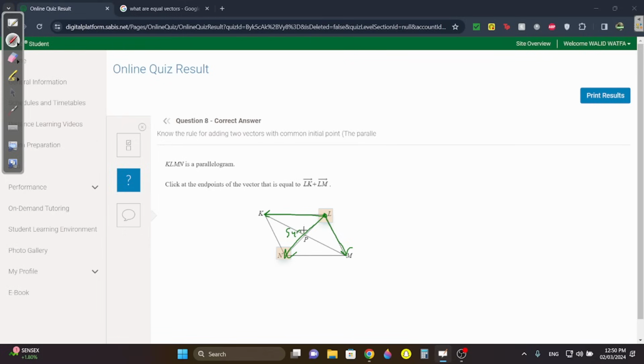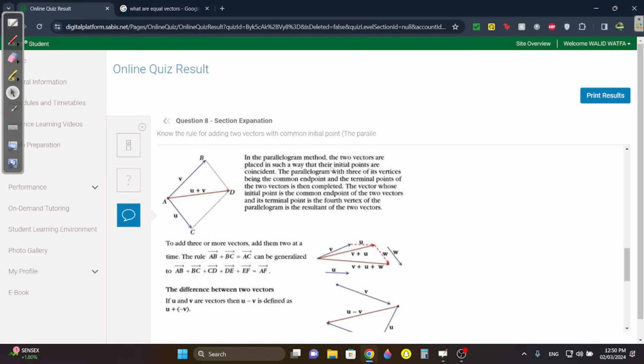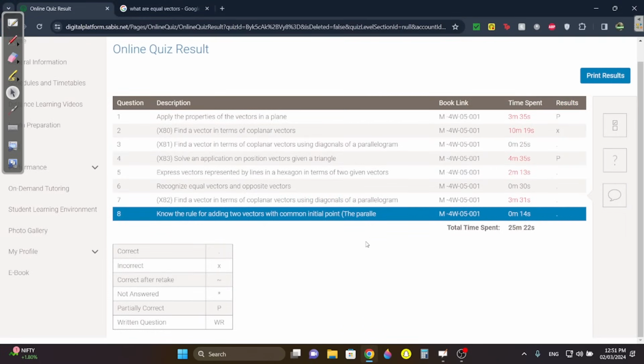Let me show you how they say it in the book. It's actually in the book here: two vectors with the same initial point. Their initial points are the same, they're coincident. The sum will be the segment in between. So if they have the same initial point, the sum will be the vector in between. That's it for 5.1.